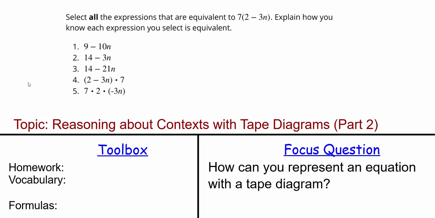Okay, our topic today is reasoning about context with tape diagrams, part 2. So yesterday we did some work with tape diagrams and how the tape diagrams are representing an equation. And our focus question today: how can you represent an equation with a tape diagram?